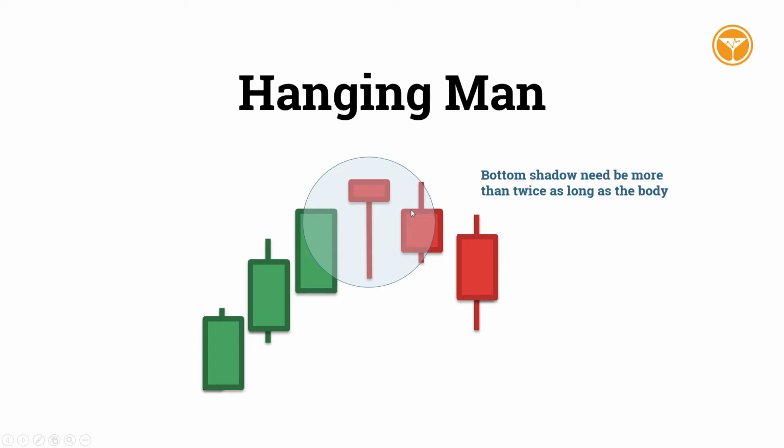It's very important. So what we want to do is, again, the bottom shadow needs to be more than twice as long as the body, which it is here. And then we usually want to see a bearish candle after that, and then we would look to enter into the market with a sell. This can be a confirmation of the end of trend. It looks a little bit weird, and a lot of people don't focus on this one, but it can be quite successful if you do correctly analyze it.